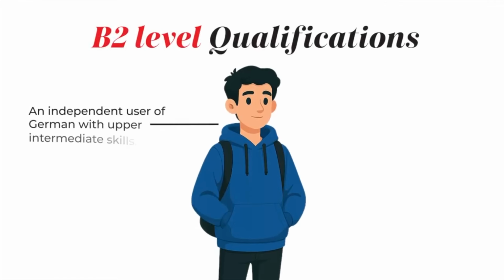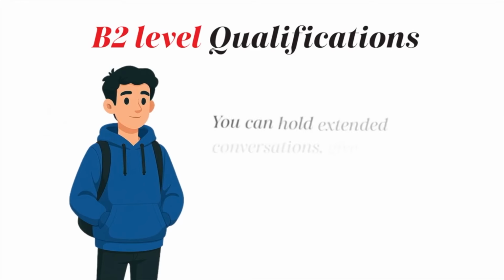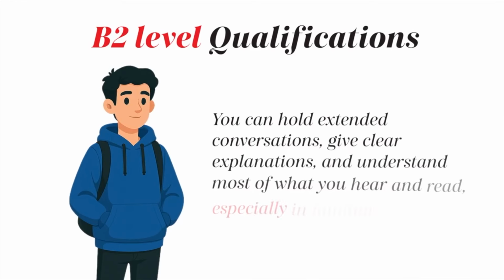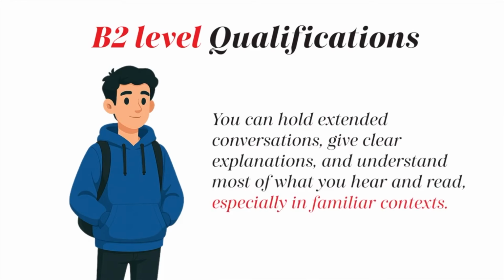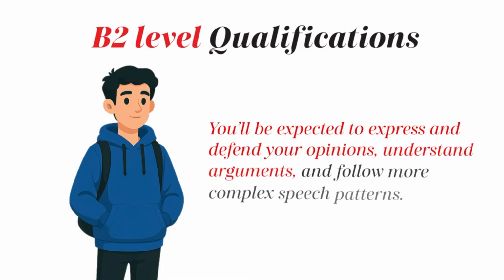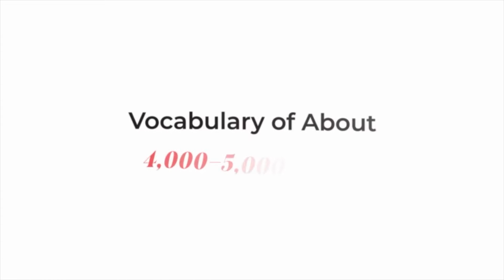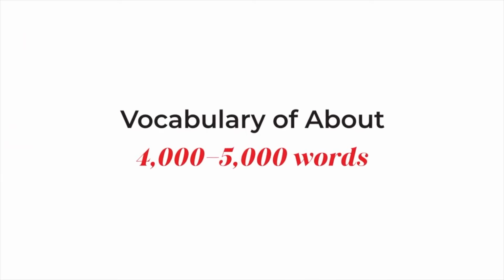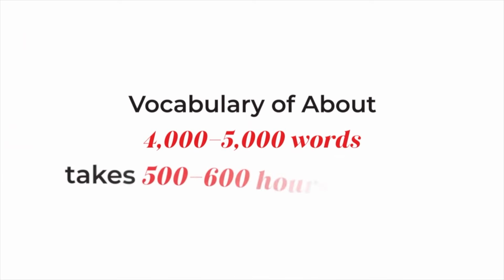First, a general overview. At the B2 level, you're considered an independent user of the German language with upper intermediate skills. This means that you can hold extended conversations, give clear explanations, and understand most of what you hear and read, especially in familiar contexts. You'll be expected to express and defend your opinions, understand arguments, and follow more complex speech patterns. Your vocabulary grows to around 4,000 to 5,000 words, and learners typically reach this level after about 500 to 600 hours of study, or about 2 to 3 years of consistent learning.